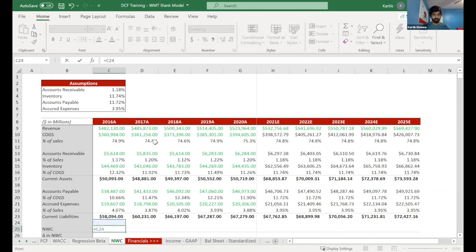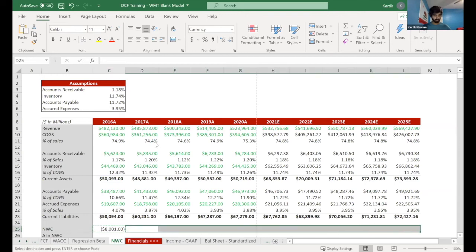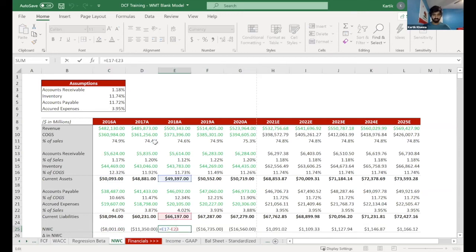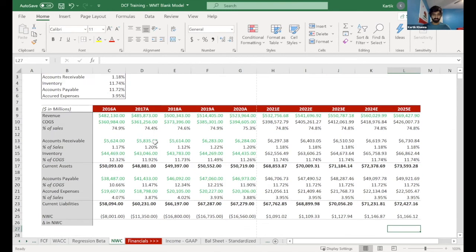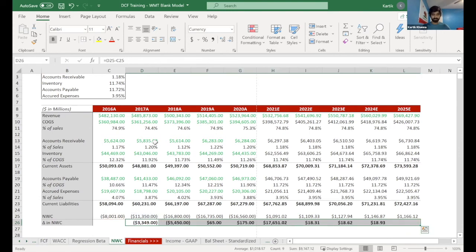So now our net working capital is just going to be current assets minus the current liabilities. And that all works. So now our change in net working capital, that is just going to be our new year's net working capital minus the old year. So carry that forward. And essentially, this is an interesting little semantic for a DCF.